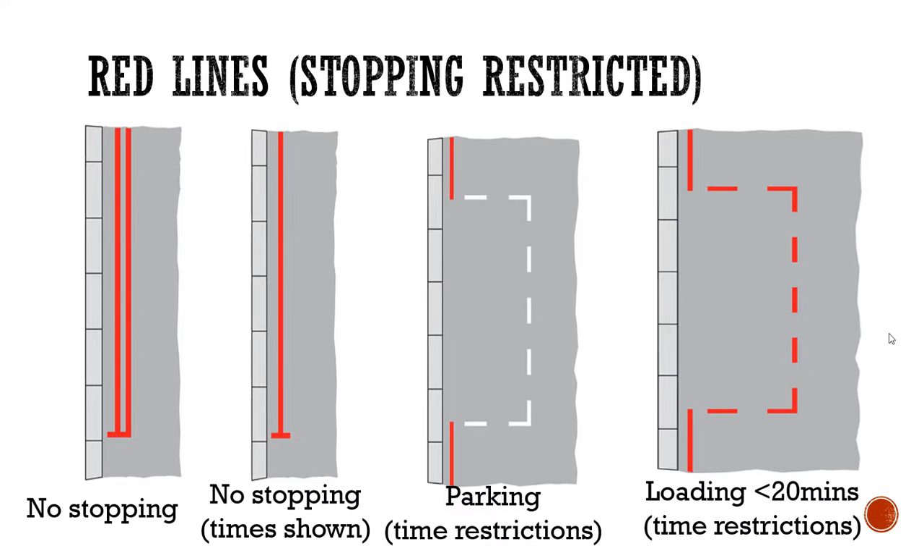So red routes, remember, that's all to do with stopping restrictions. They're similar to yellow lines, but the parking and loading is slightly different. So if you remember that, you'll get past all the red route questions. A lot of people haven't noticed these, particularly if you live in a rural area. You've never seen them before, so make sure you learn them.